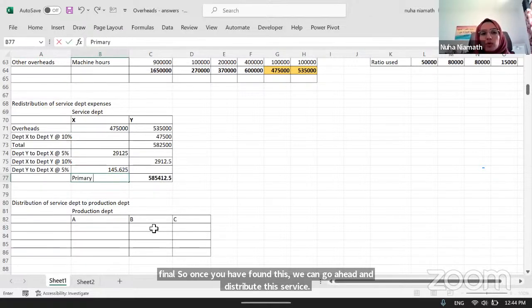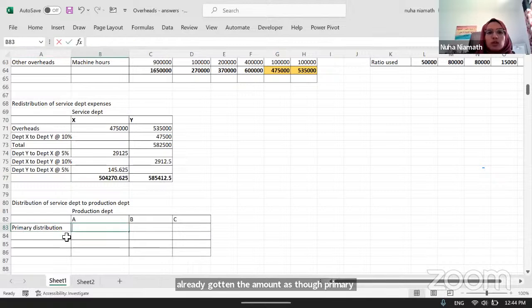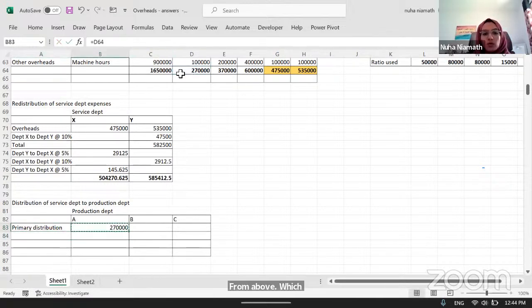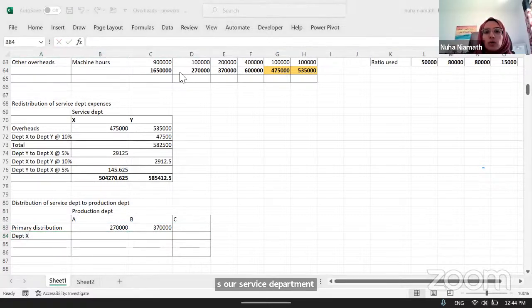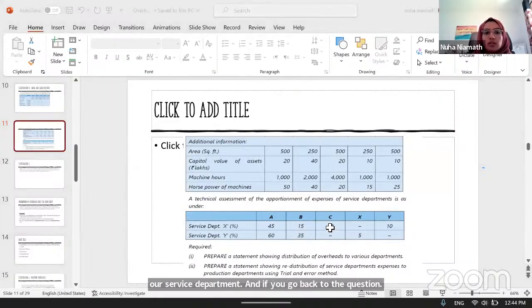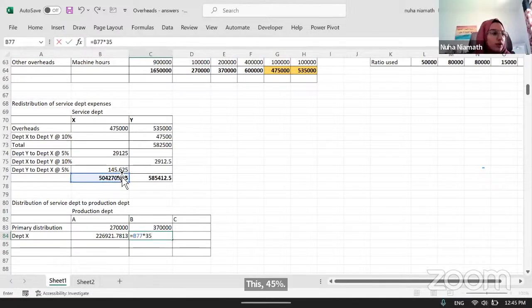So we have already gotten the amount as a primary distribution from above, which has come to 2,70,000, 3,70,000 and 6 lakhs. Then we have the department X, which is our service department. And if you go back to the question, it's at 45%, 15% and 30%. So it is equal to this into 45%, this into 35%, and this into 30%.